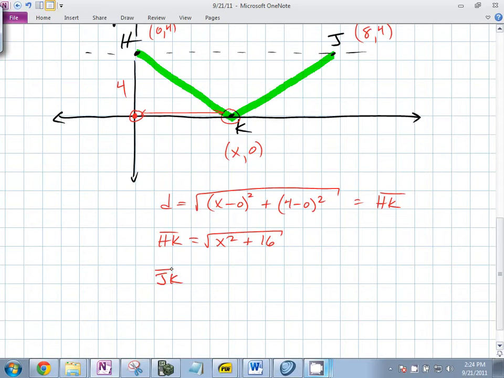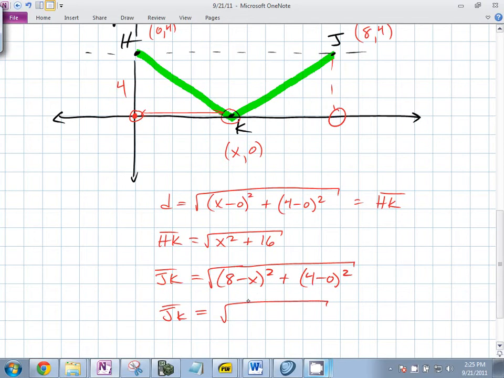The distance from J to K is going to be the square root of, what's the horizontal distance? Nope. The bigger number is 8 or the bigger number is x? 8 minus x, thank you, is the horizontal distance. Good. And what's the vertical distance? Yeah, 4 minus 0 again. Does everybody see where those numbers are coming from? Okay, so what is JK going to be, the distance? The square root of what? Yeah, you can multiply it out or you can just do this, plus 16.